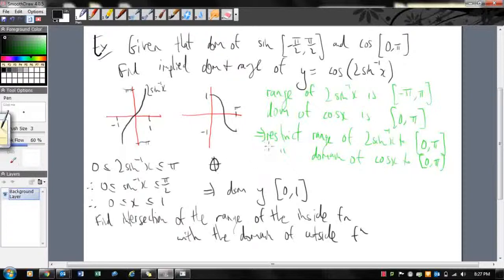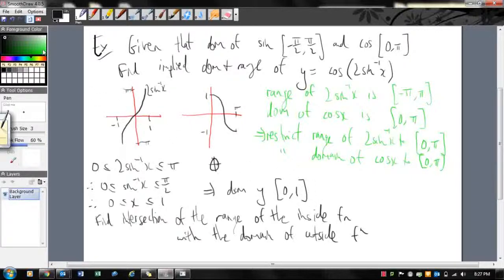Okay, now, does that sort of make sense? I'll just go back through that again. We've found the restriction for the range of the inside because we needed to restrict it so that it's defined. Once we've restricted that, we know that the values of 2 sine negative 1x go from 0 to pi, and that's what we've written here. Then we solve for x. That gives us our values of x that make this function defined. And so the domain of our function y is from 0 to 1.